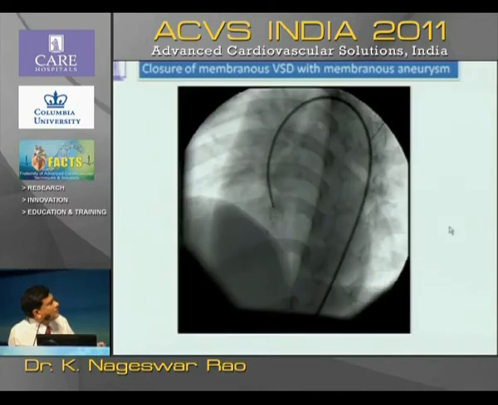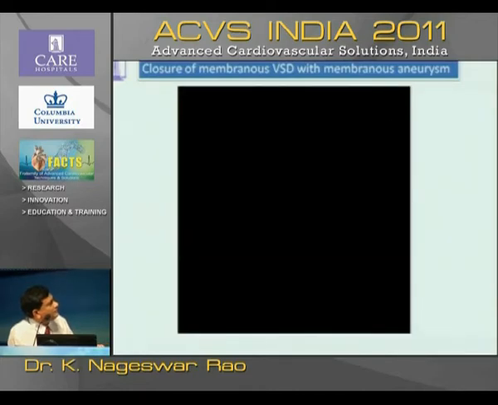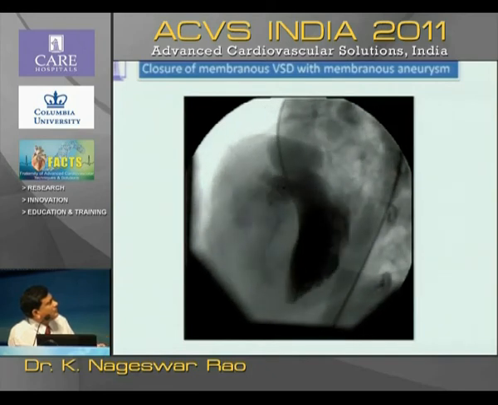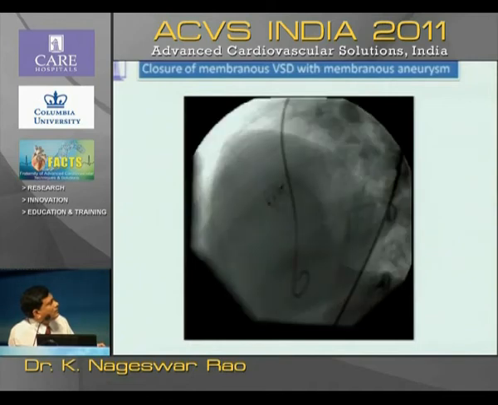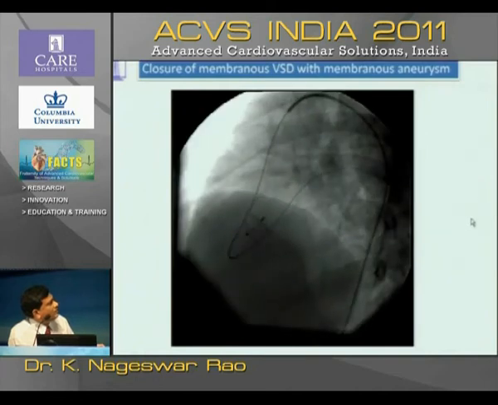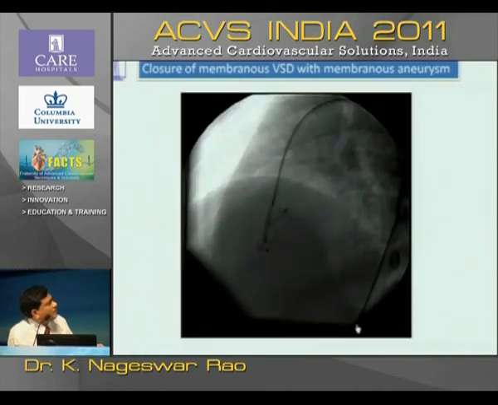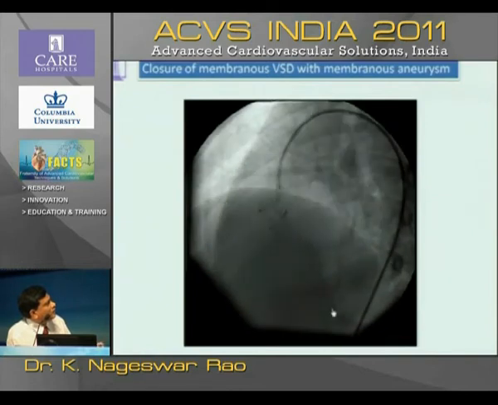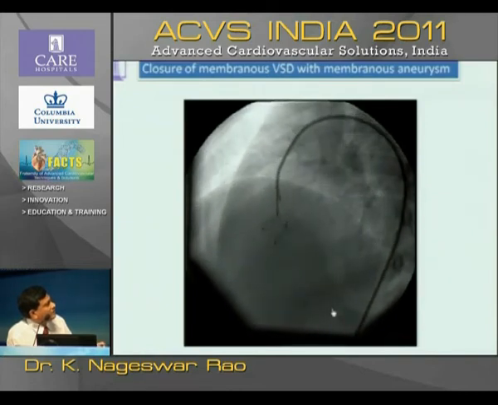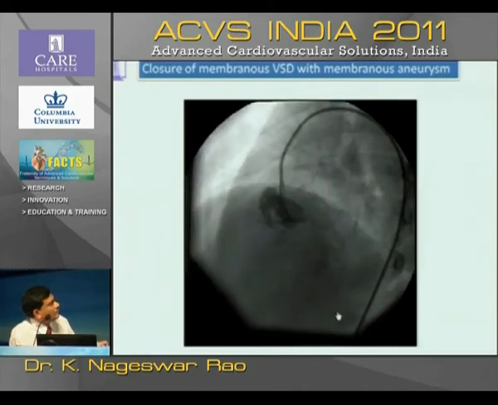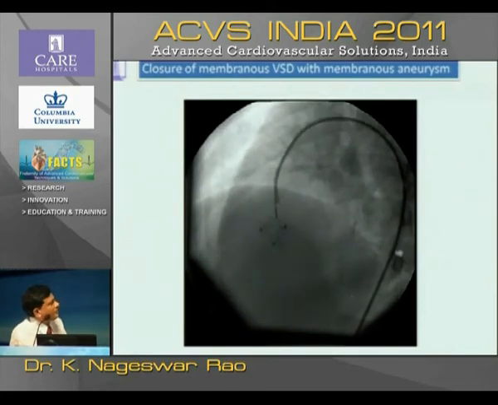So still there is a residual leak from here. The other residual leak can be easily tackled with another device, crossing the superior defect with another glide wire and advancing another device released in the right ventricle. And you can see the final result with the 2 tandem devices in the membranoseptal aneurysm with significant left-to-right shunt. And the final result is there is no significant residual shunt.